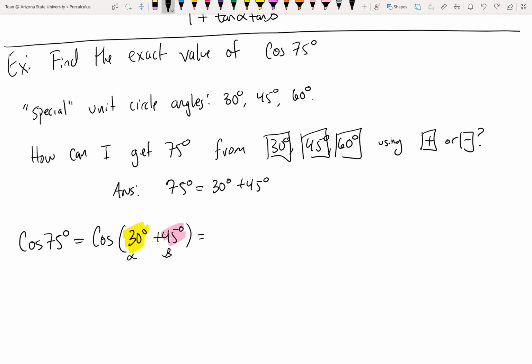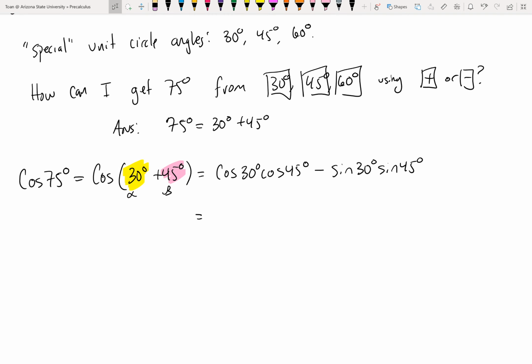So according to the pattern, it's going to be the cosine of the first angle, cosine of the second angle, minus sine of the first angle, sine of the second angle. And since these are special unit circle angles, I expect you guys to be able to find the exact value.